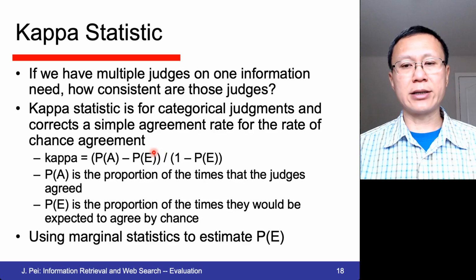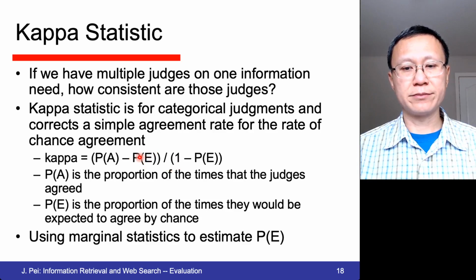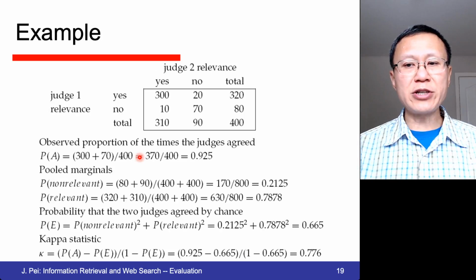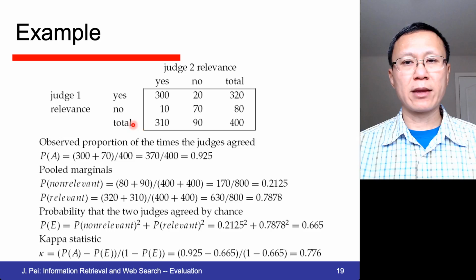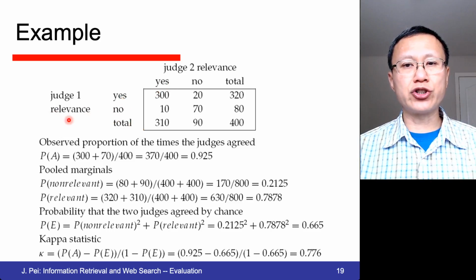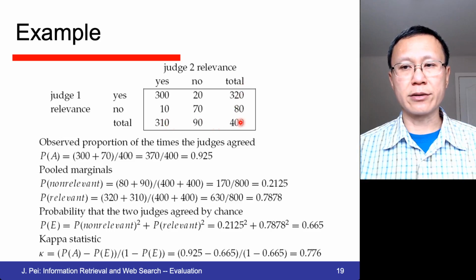In order to calculate the Kappa statistic, we often use the marginal statistics to estimate this PE. Let me show you one example. Suppose we have two judges, Judge 1 and Judge 2. Each judge looks at the data and gives his judgment, either yes or no. And we have this confusion table here, and we also calculate the margins here.